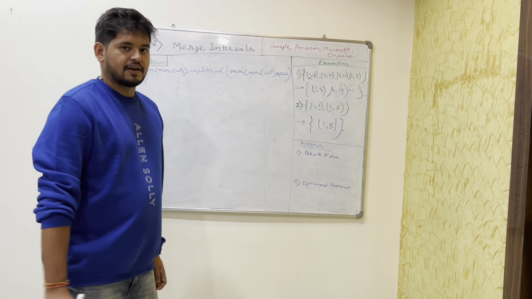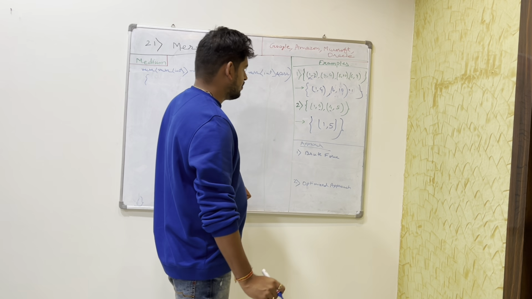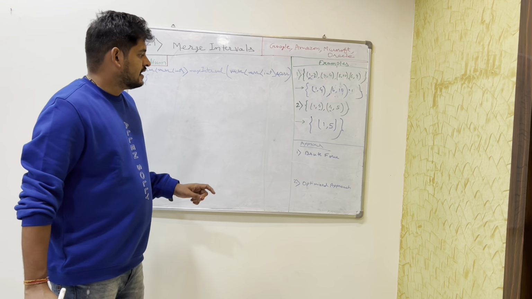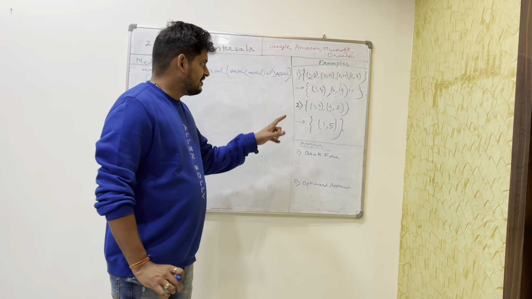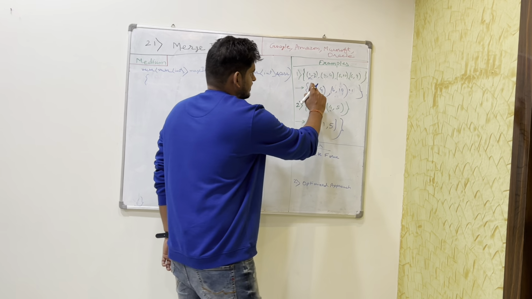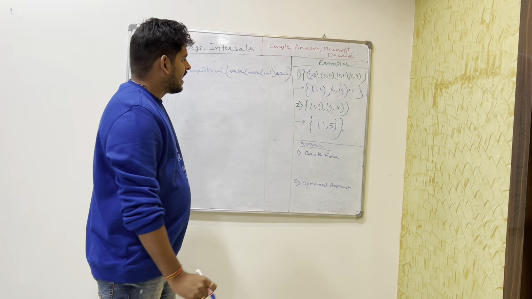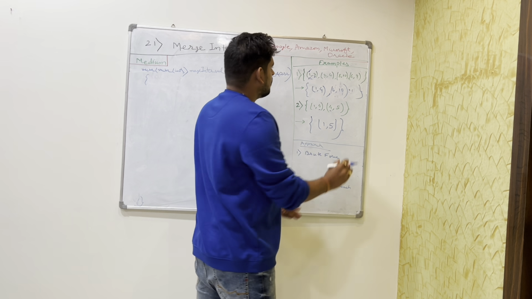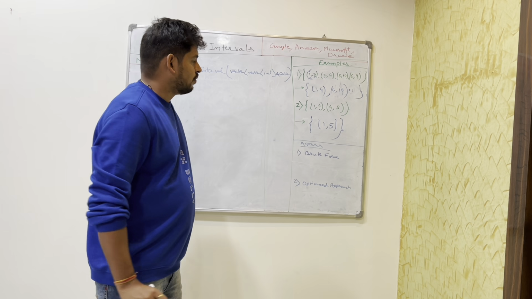So how do we solve this? I hope the problem statement is clear. The link to the question will be given in the description, and you can study it again. So how do we solve it? Firstly, we need to sort the elements based on their starting value. And then we need to merge the overlapping intervals or the overlapping values.